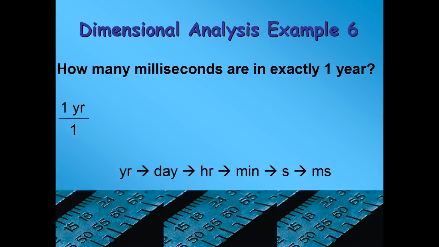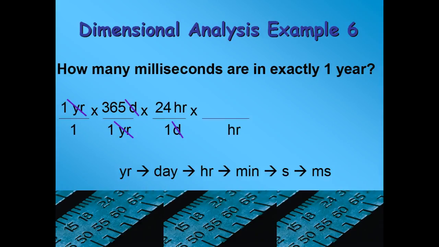So I start with my year, and I want to go from years to days, and I am allowing you to assume that there are 365 days in 1 year. There are 24 hours in 1 day, so when I set up my next set of units, days cancel out, hours go in the numerator. There are 24 hours in 1 day, and now I need to get from hours to minutes. Hours go in the denominator, minutes go in the numerator. 1 hour is the equivalent of 60 minutes.